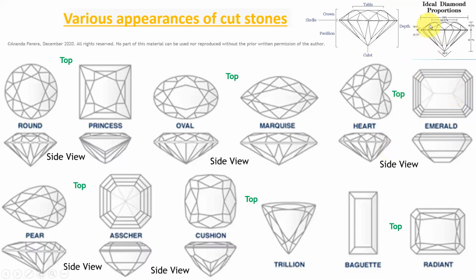These are the ideal proportions for the diamond. Look at the pavilion and the top angles and the bottom angle, culet angles. These are the brilliant cut, as I told earlier also.